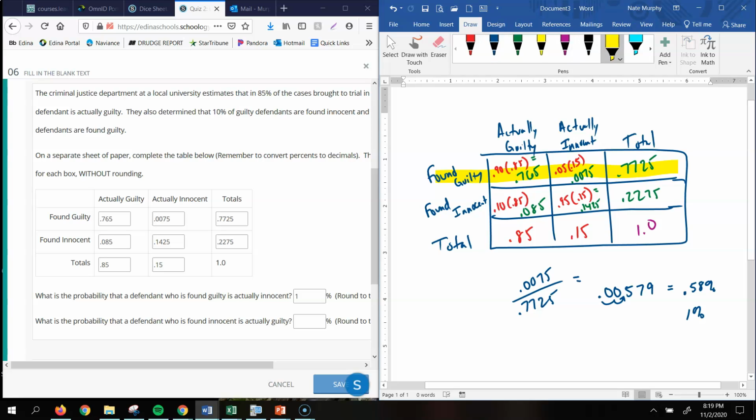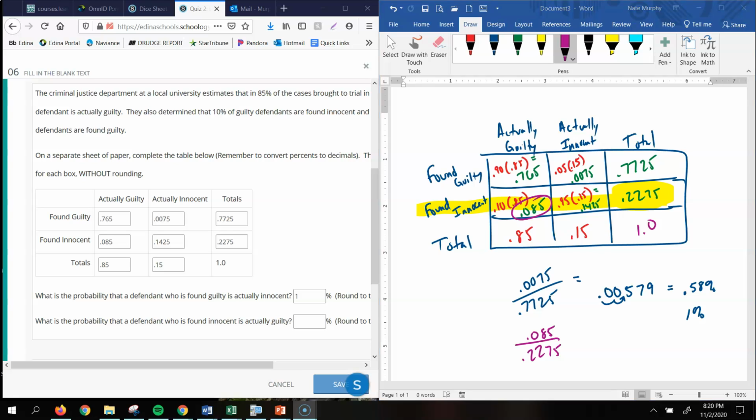So the other one, it says, what is the probability that a defendant who is found innocent is actually guilty? So now we're looking at out of those that are found innocent. So our denominator is going to be the 0.2275. And out of those that are found innocent, we want to figure out the probability that they are actually guilty. So that's the 0.085. So when you take 0.085 divided by 0.2275, we get a decimal of 0.3736. It keeps going on and on forever. Again, we round to the nearest percent. So now if I move the decimal 2 places to the right, we would get 37%. So that would be our answer for the last box.